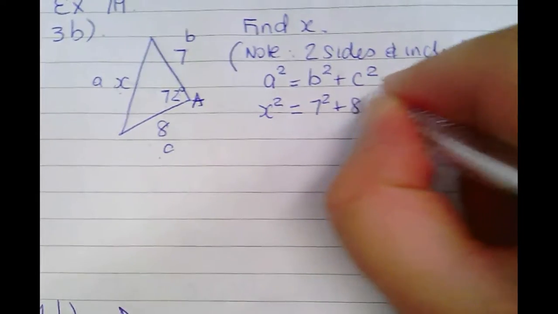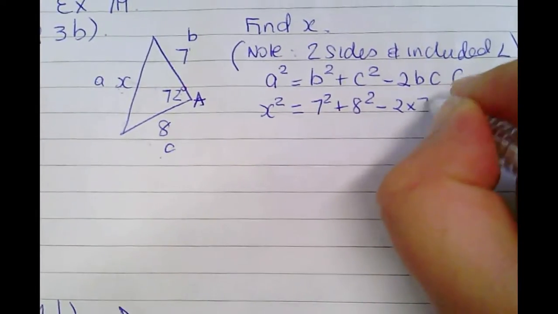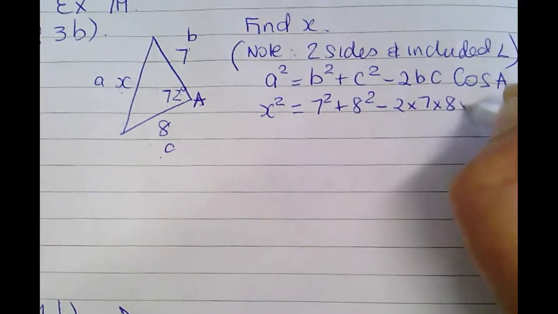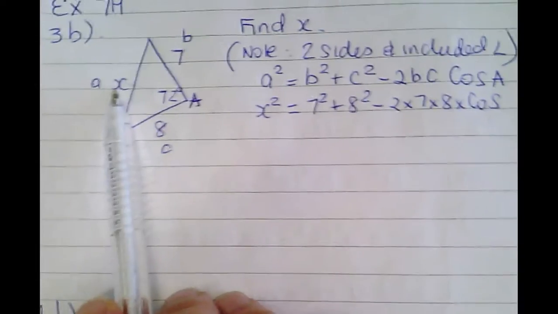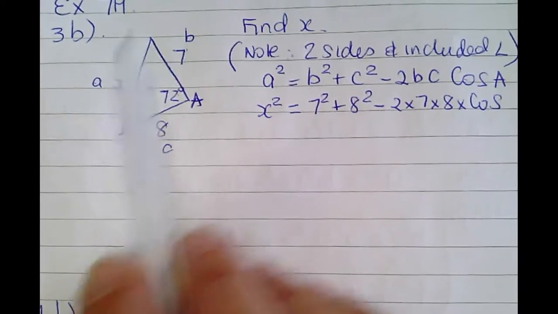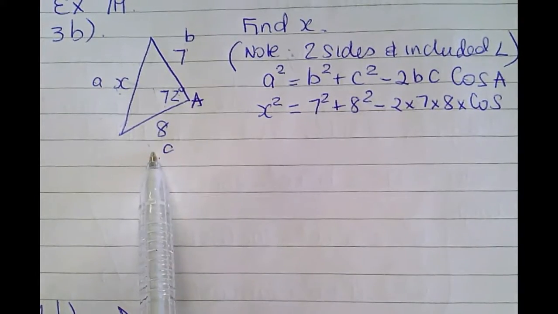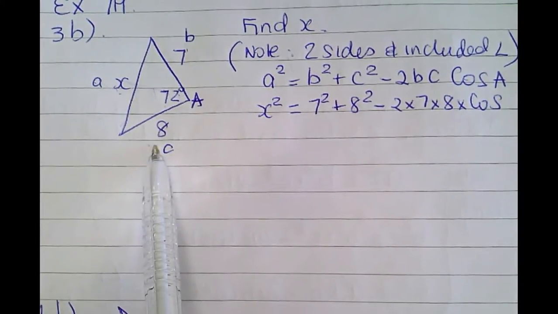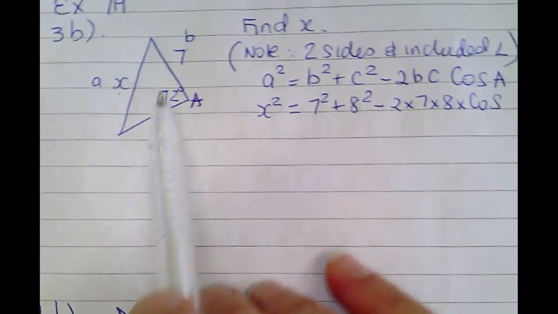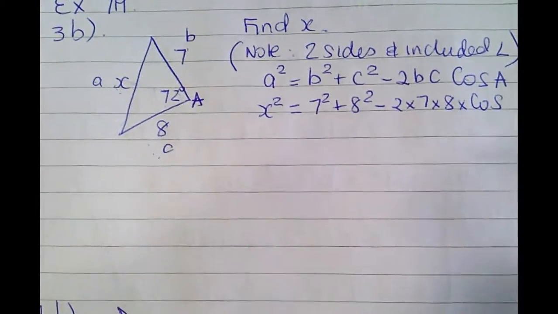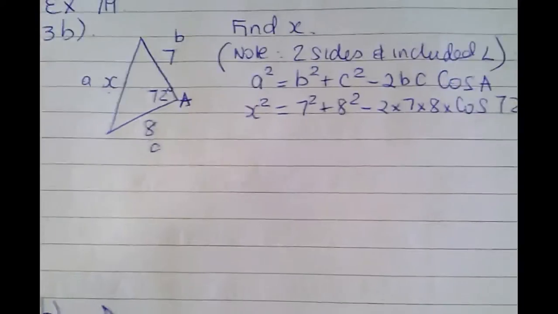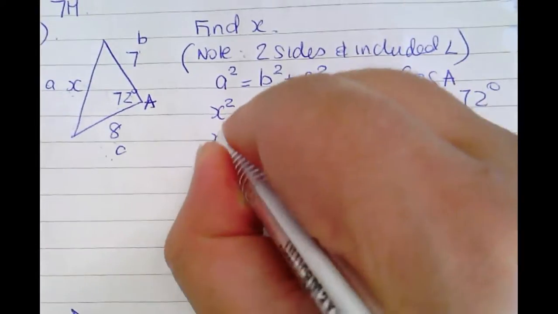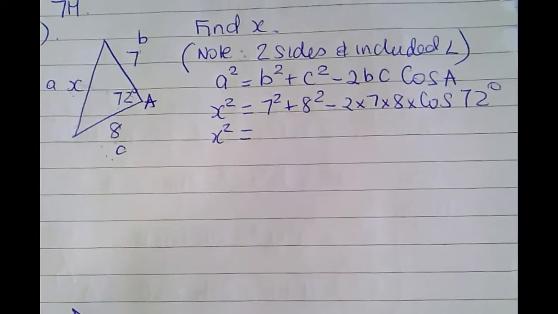7 squared plus 8 squared minus 2 times 7 times 8 times the cos. So girls, this is how you do it. The one that you want is the other 2 squared: 7 squared plus 8 squared minus 2 times those 2 times the cos of the angle in between those 2, times the cos of 72. So now you work out the right-hand side in one go on your calculator.